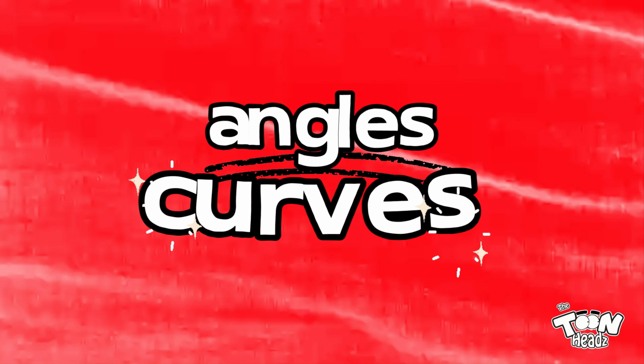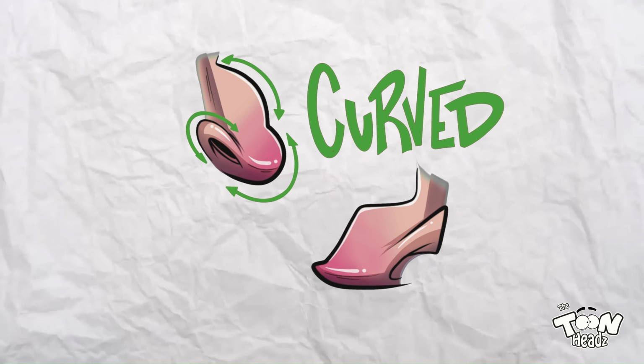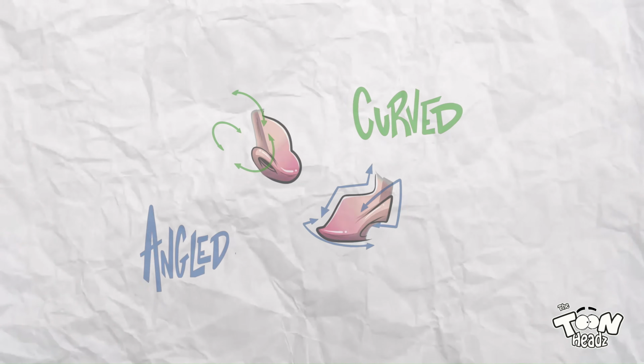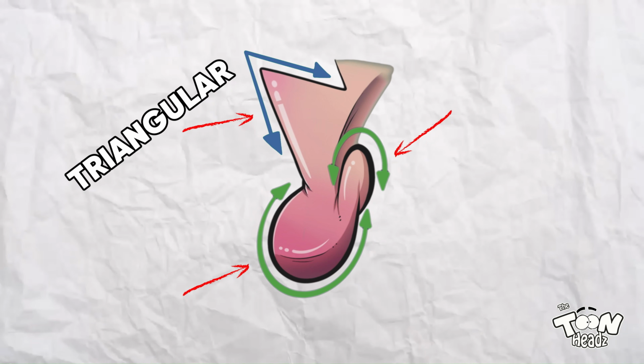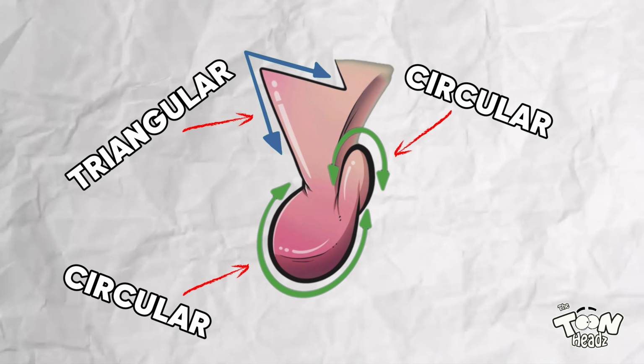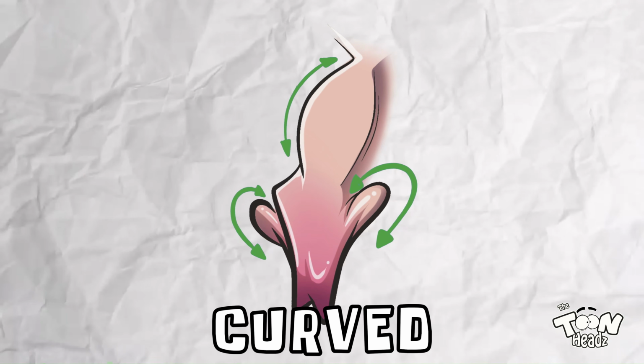Now the next characteristic is angles and curves. The shape of each nose section can vary, often being either curved or angular. For example, the bridge can be triangular, while the bulb and wings are circular, or vice versa. Be attentive to each section either having angled or curved shapes.